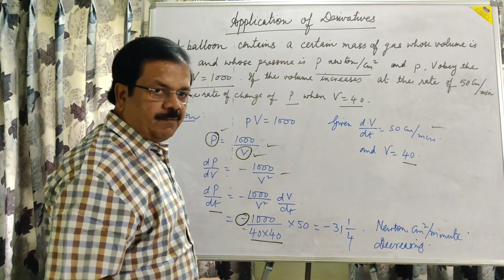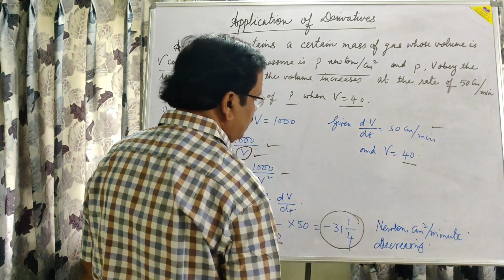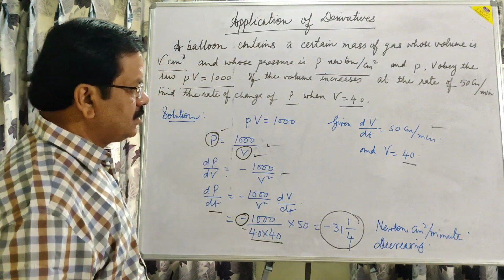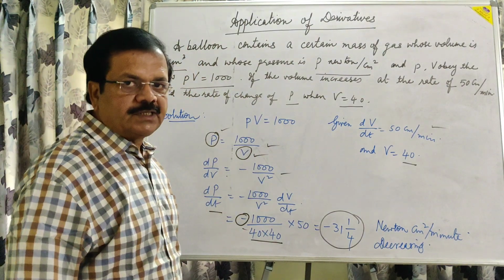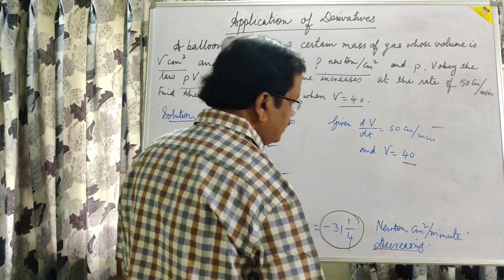By solving the question we get a minus sign, and putting in the values, this comes to minus 1/4 Newton per centimeter square per minute, which is decreasing. You must write in the answer whether it is increasing or decreasing.